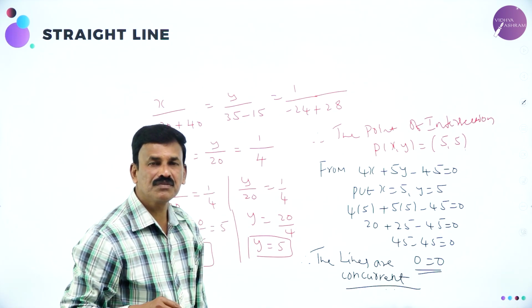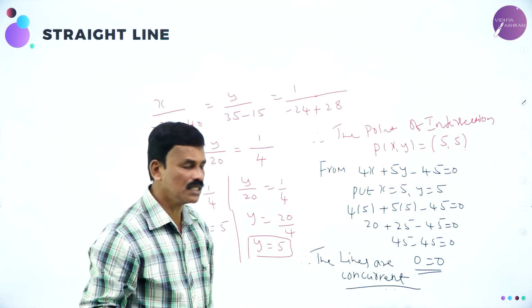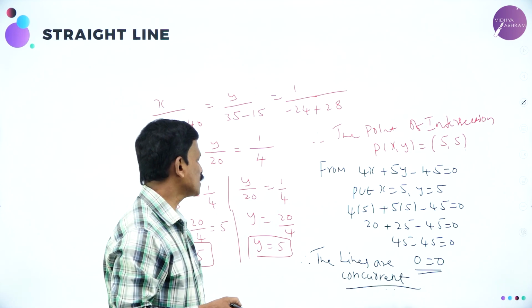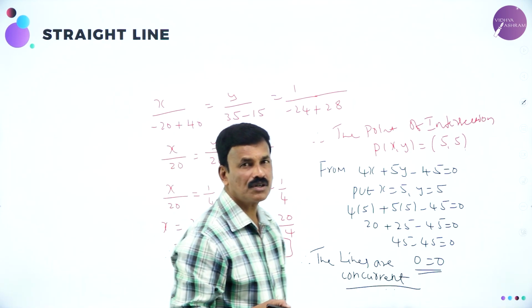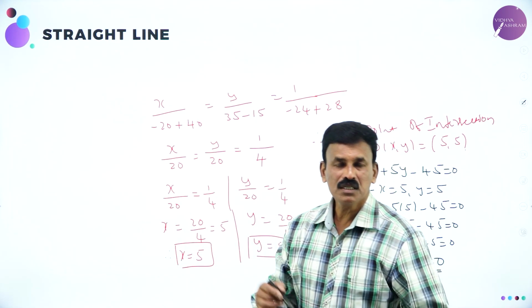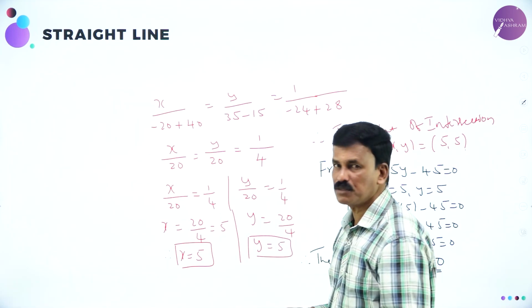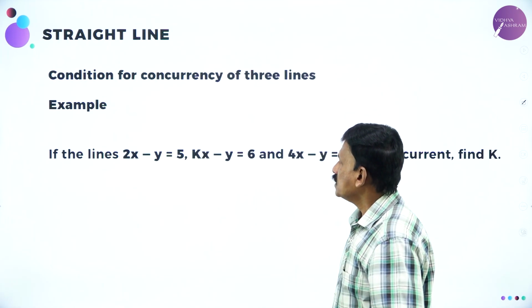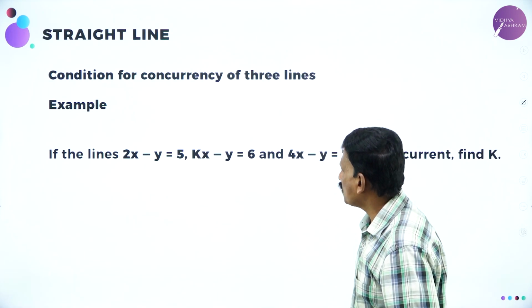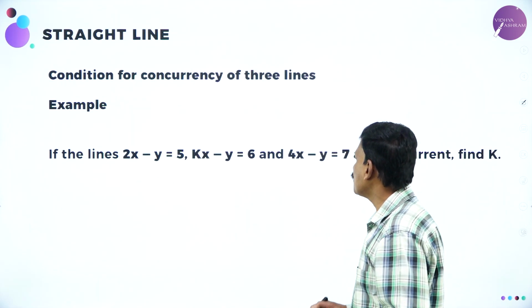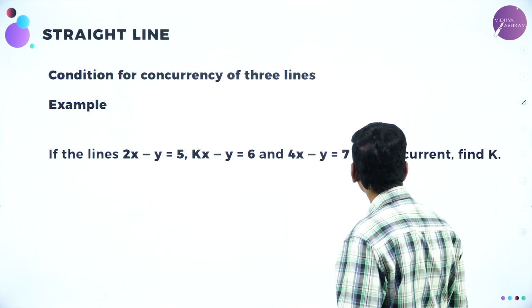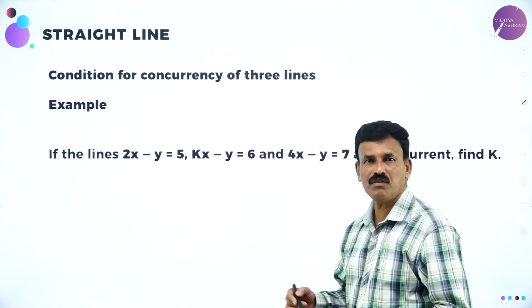This is how we are going to find the concurrency of three lines. So, that is regarding the concurrency of lines. Now, let us take one more similar type of problem. If the lines 2x minus y is equal to 5, kx minus y is equal to 6 and 4x minus y is equal to 7 are concurrent, find the value of k.